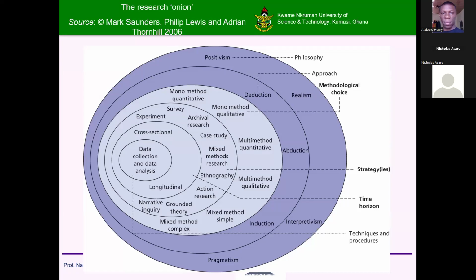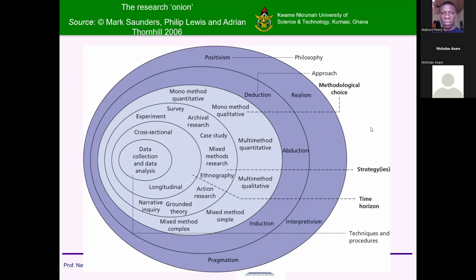So once you've been able to make all the decisions from the outer shell all the way to this point, then the next thing is the time horizon. The next thing is, now go ahead and collect your data. Of course, what it means is that you should have determined how you are going to capture data. You have your instrument ready and all that. So you collect your data and analyze. So this is briefly what we go through in research design.